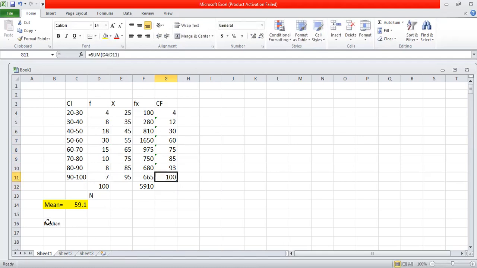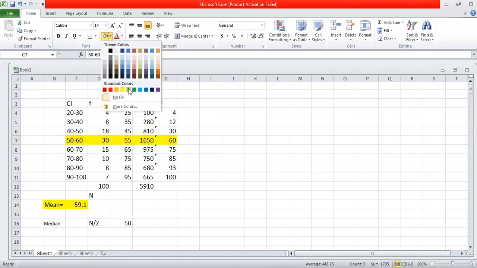So for median, what is the criteria we have? First, we have to find out the n by 2 value. What is the n by 2 value? N value is this one, by 2. So n by 2 value is 50. So what is the median class we consider? The cumulative frequency just greater than n by 2. This is 60. So corresponding to this 60, whatever the class we have is considered as the median class. So this 50 to 60 is the median class.